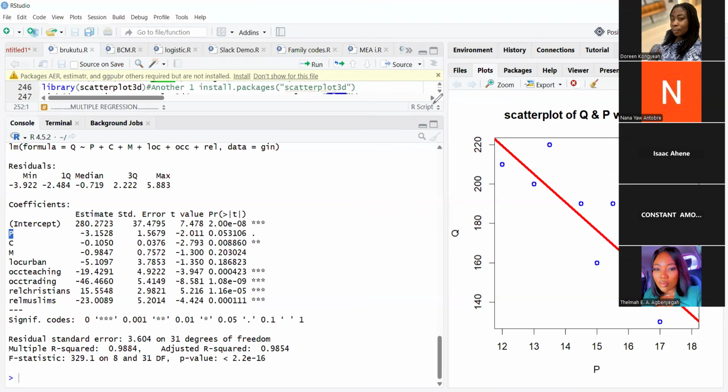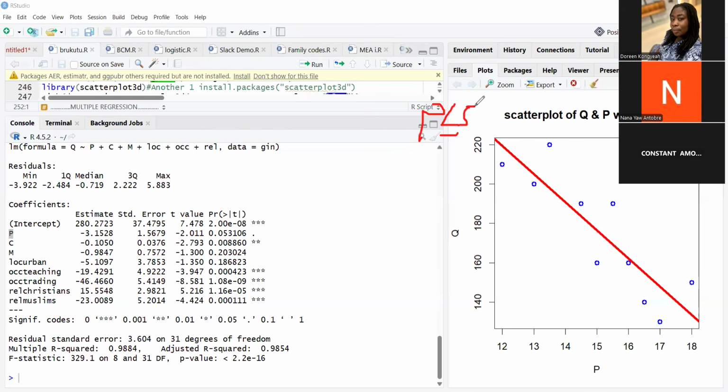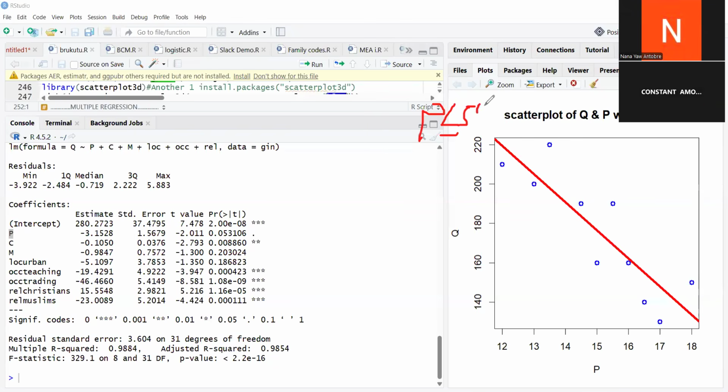Nobody asked me, but then it should be less than or equal to 0.05. This is what it should be. So it's not less than, but it's less than or equal to. So change it.